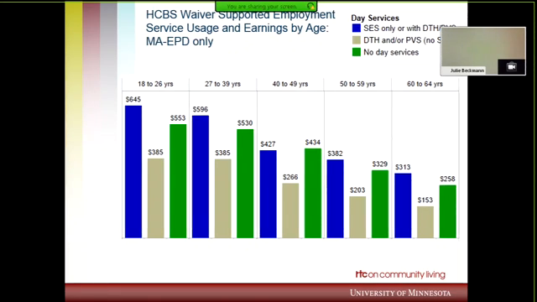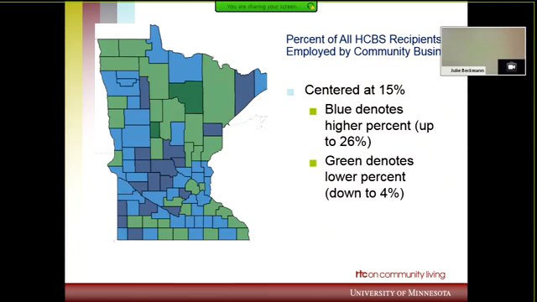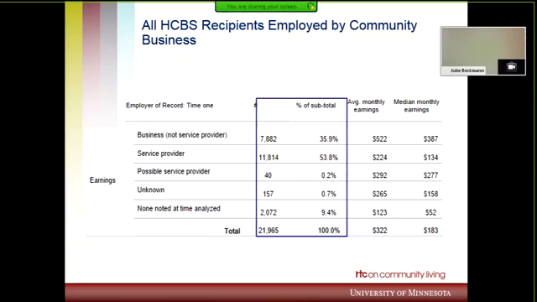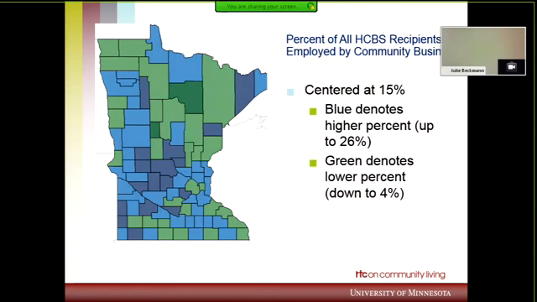Right. So here is our next dashboard, which is looking at the percentage of home and community-based service recipients. So this is our 51,000 that are in the current database for state fiscal year 14. The blue is a higher percentage, the green is lower, and when you go to a live link, it's also interactive.